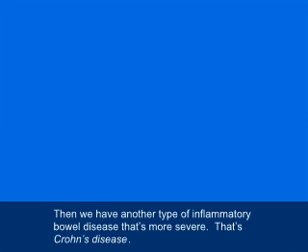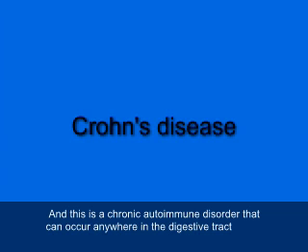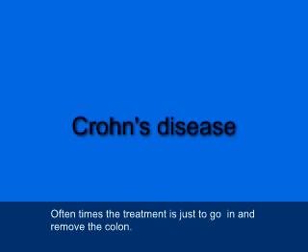Then we have another type of inflammatory bowel disease that's more severe, and that is Crohn's disease. Capital C, ROHN, apostrophe S, disease, DISEASE. And this is a chronic autoimmune disorder that can occur anywhere in the digestive tract, but it's most often found in the ileum and the colon. And this is a disease that penetrates every layer of tissue in the affected area. It's pretty nasty stuff. Oftentimes the treatment is just to go in and remove the colon.